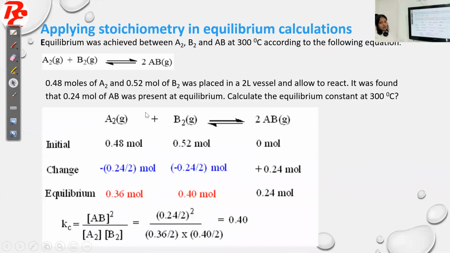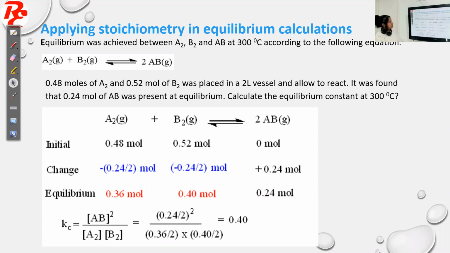Okay, we look at the third calculation now. In this calculation, we need to apply stoichiometry to find the K value. We'll read the question first. Equilibrium was achieved between A2, B2 and AB at 300 degrees according to the following equation.